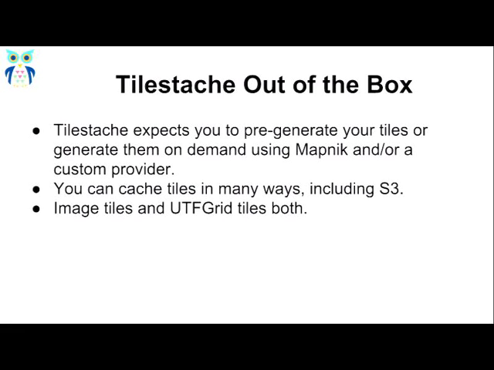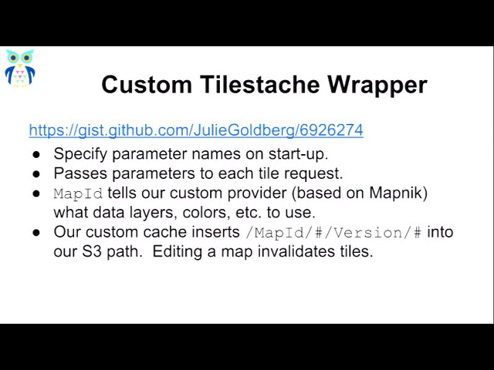And it has a lot of great hooks for caching tiles, including on Amazon's S3, and that's what we use. And this is both image tiles and UTF grids. But we can't use the S3 cache or the custom provider the way it is out of the box, because we have dynamic sets of maps. So I've written a custom wrapper around Tilestache that lets you specify any set of parameter names, and then it passes those to your custom providers and to the caching classes. And so what I use is map ID and version.